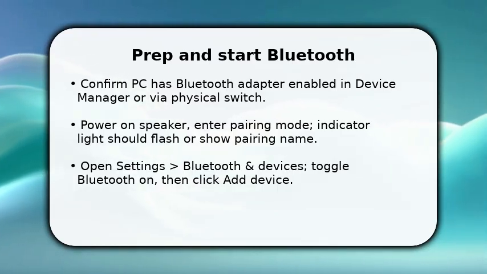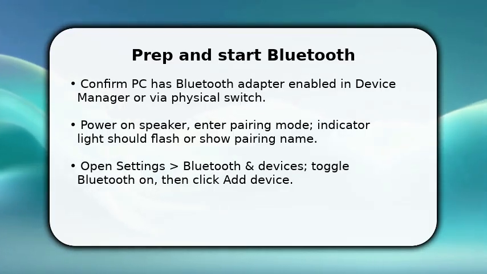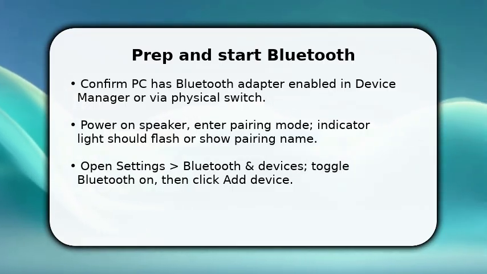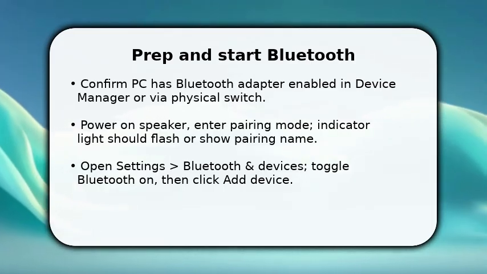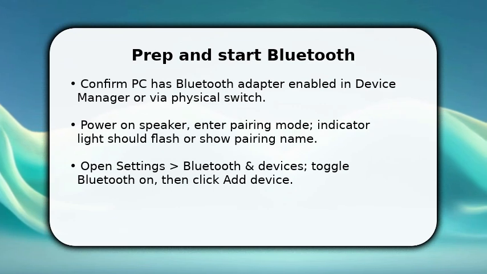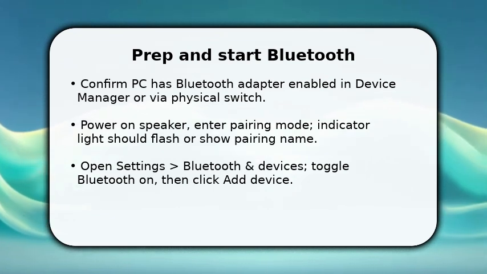Next, open Settings, go to Bluetooth and Devices, and toggle Bluetooth on. Choose Add Device. You do this now because an active adapter plus visible speaker are required for discovery. This aligns the PC and speaker, so they can exchange pairing information securely and proceed to connect.